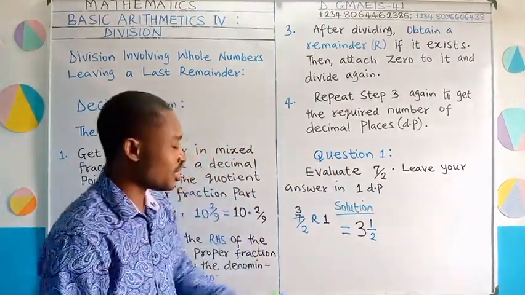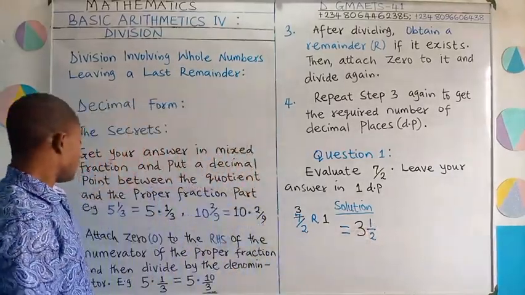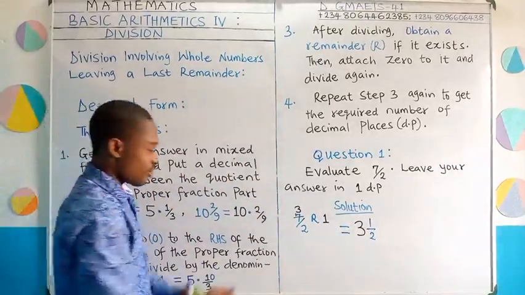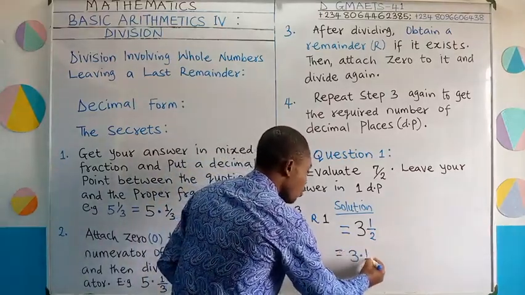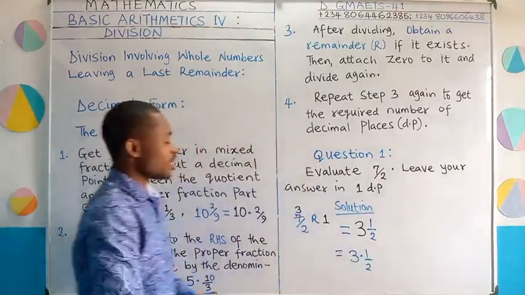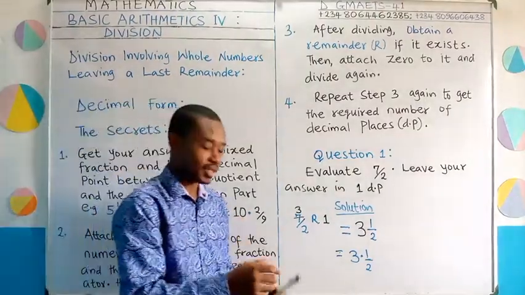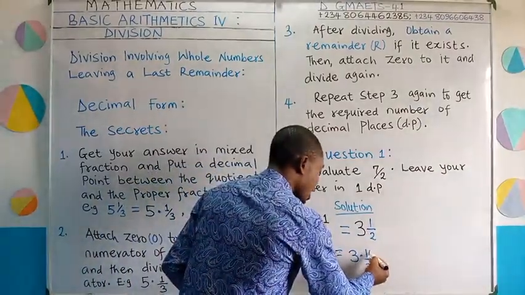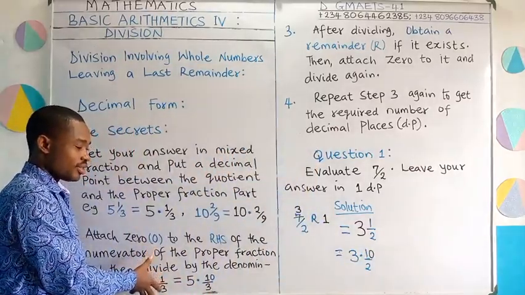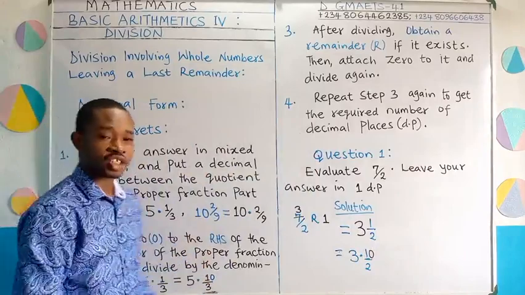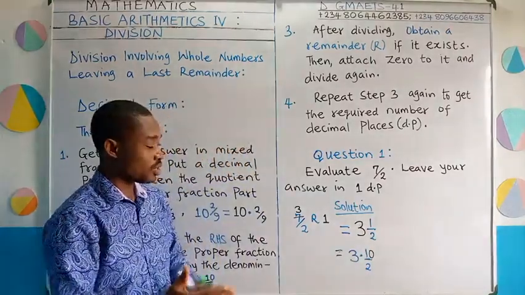The next thing is to put a decimal point between the quotient, the whole number, and the fraction part. That is what point 1 is telling us. And of course, I'm going to do that. This is going to be equal to 3.1 over 2. Now that I've put a decimal point between the quotient and the fraction part, I will attach 0 to the right hand side of the numerator. That's what point 2 is telling me. Attach 0 to the right hand side of the numerator of the fraction. And the numerator of the fraction here is 1. So I've attached 0 there. I use black marker so that you see it clearly.